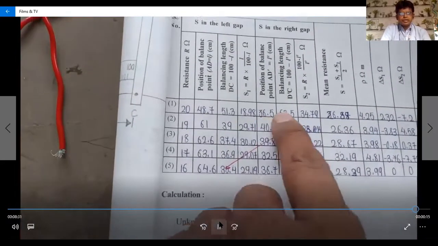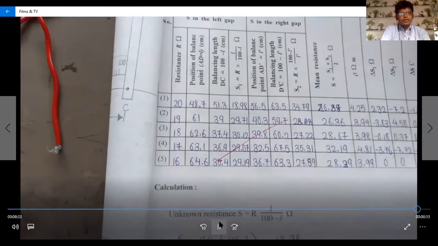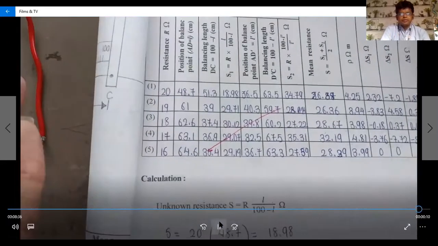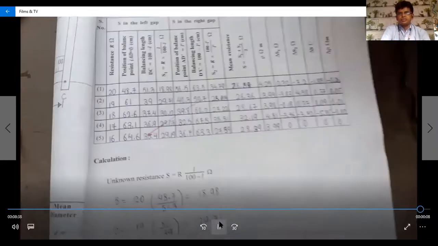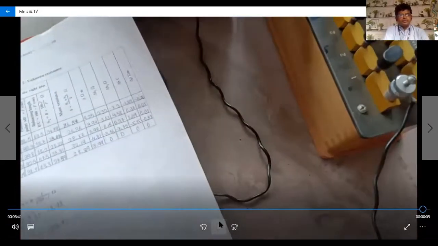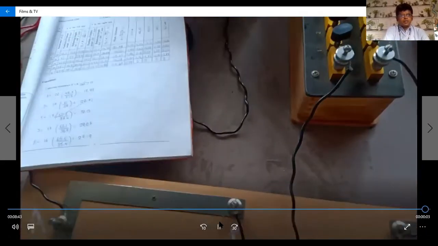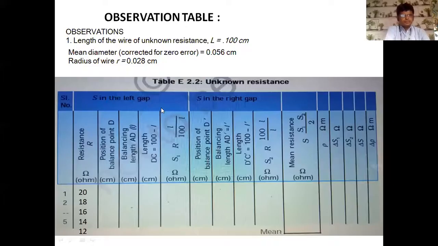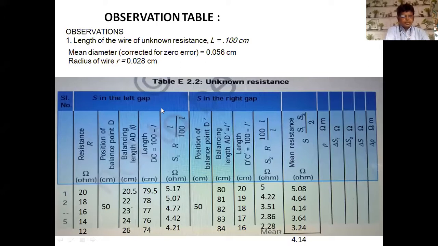It is value, it is S in the right gap 80, and DC value is 20, and then after we found the calculation S2. So friends, now here we are showing a live practical demo. Now again, after we show the tables, we solve the table, how to calculate. So after the live demo, live observation, we note down the values.